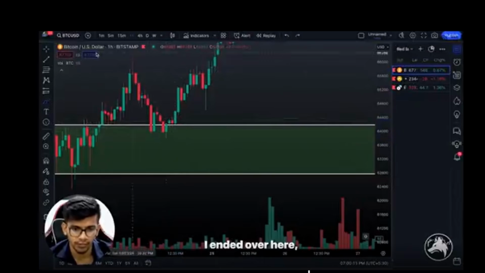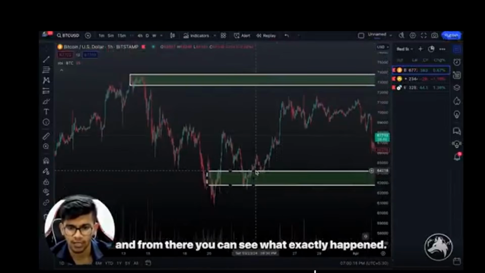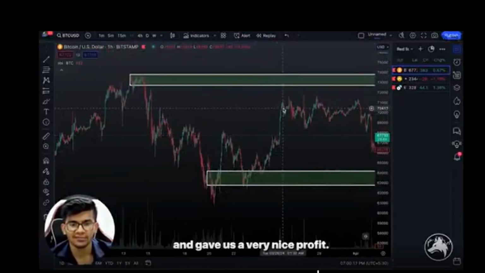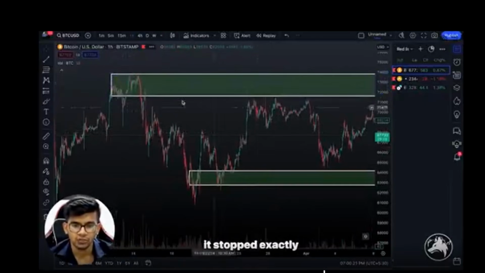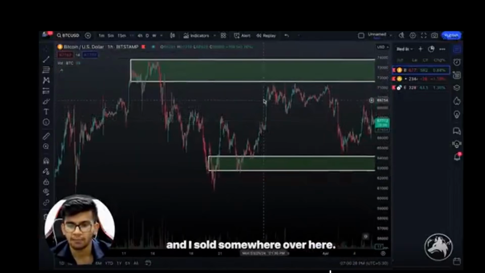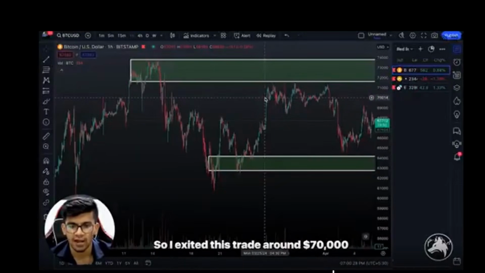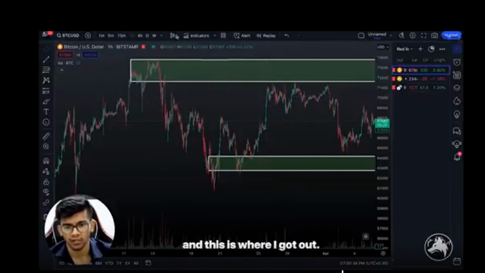I entered over here, and from there you can see what exactly happened. The price started going up and gave us a very nice profit. And if you look at what happened later, it stopped exactly at this particular resistance zone and came down, and I sold somewhere over here. So I exited this trade around 70,000 price of the Bitcoin, and this is where I got out.